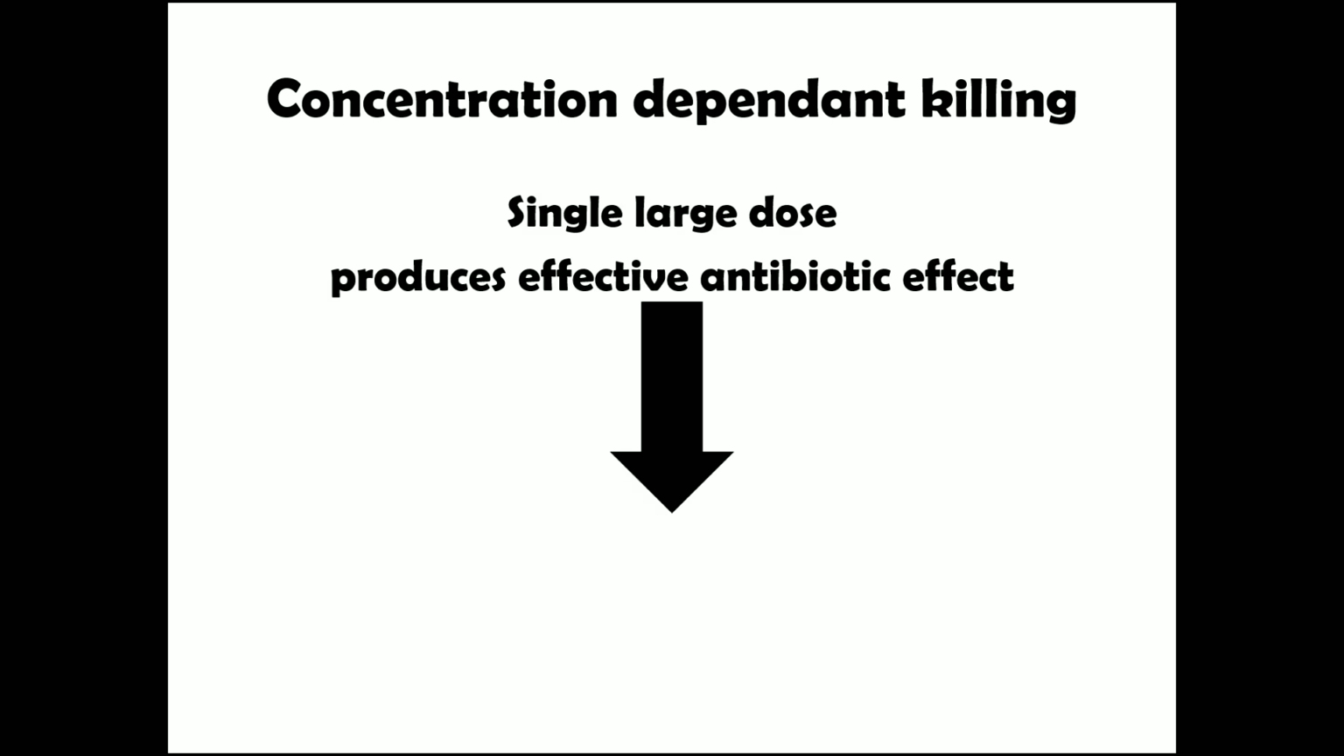One more property of this drug is concentration-dependent killing, which means a single large dose given once in the morning can produce an effective antibiotic effect. So they're effective as once daily dosing. It's better to give a drug as once daily dosage compared to twice or thrice daily dosage, because the patient may tend to forget to take a drug once or twice a day. If you give them as just a once daily regimen, the chances of them forgetting to take the drug are comparatively less.